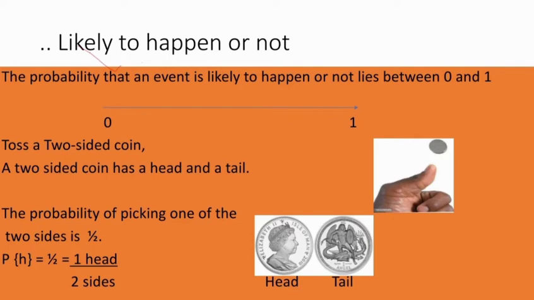Now let's take a look at tossing a coin. A coin has 2 sides, the head and the tail. Now the probability that I'll be picking the head, which is of course one side, out of the 2 sides is definitely half, because I have just one head and I have 2 sides. Same thing also for the tail, it's also half.